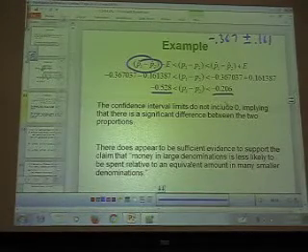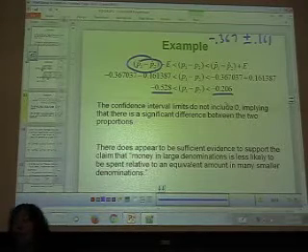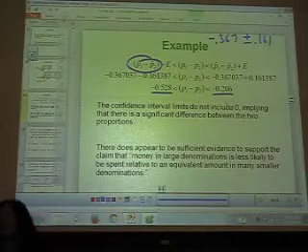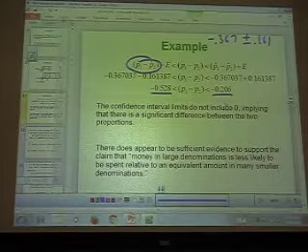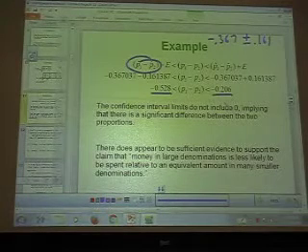What does that mean? It means that when you take p hat 1 and subtract p hat 2, you're always going to get something negative. This one doesn't include 0, which means you can say pretty definitely that p hat 1 is less than p hat 2, because when you subtract them, the range of possibilities is always negative.